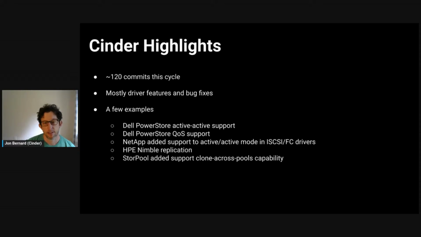So for Cinder, for the Dalmatian cycle, we had about 120 commits. 90% of those were to the Cinder repository proper. The rest probably went to OS Brick. I didn't put it in the slide, but I think we're looking at about 35,000 lines of code, which is consistent with previous releases. So things continue to move along for Cinder.